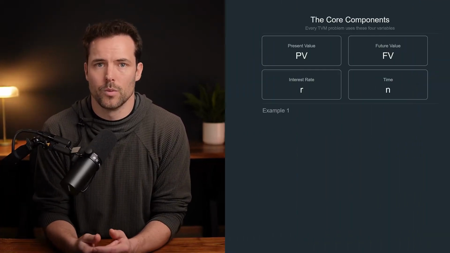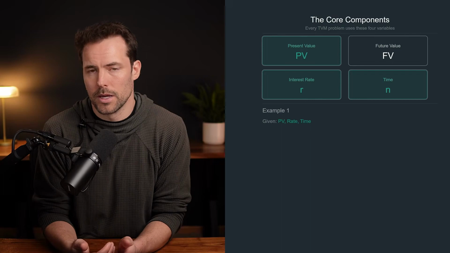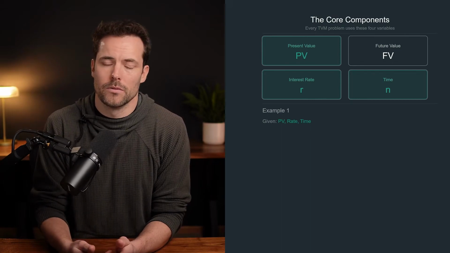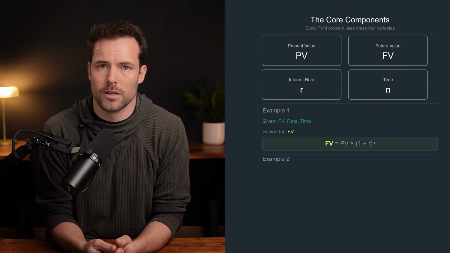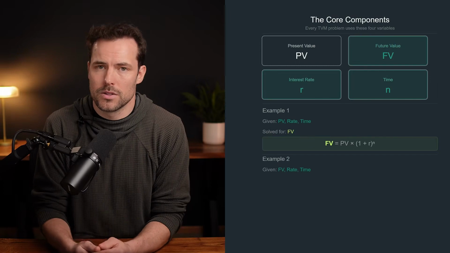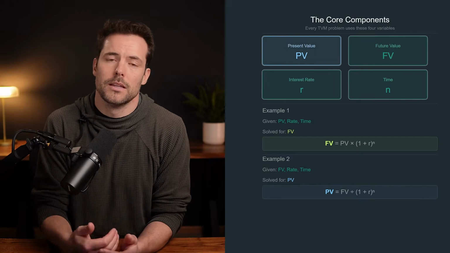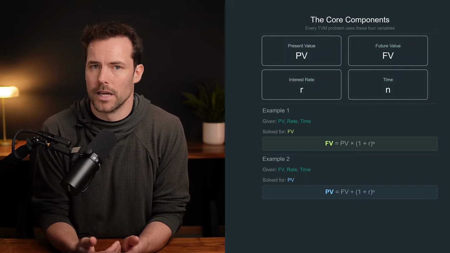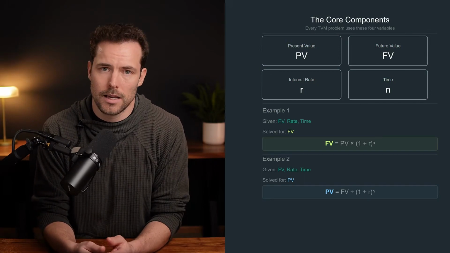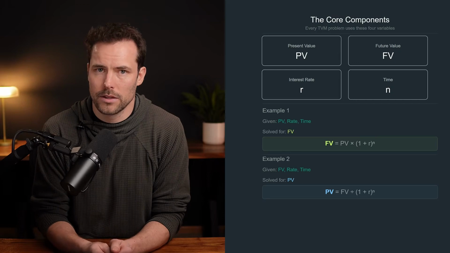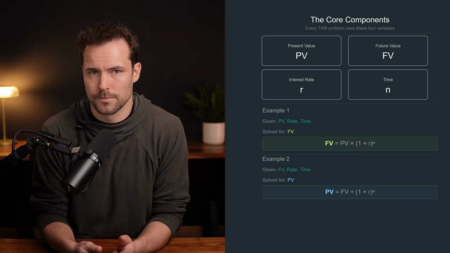In the first example, we were given 3 variables: the present value, the interest rate, and the amount of time. From there, we solved for future value. In the second example, we were again given 3 variables: the future value, the interest rate, and the time. From that, we solved for present value. And these are the core components of any time value of money problem. We work with cash flows and interest rate and time period to determine either present value, future value, or in some cases, the interest rate that equates the two.